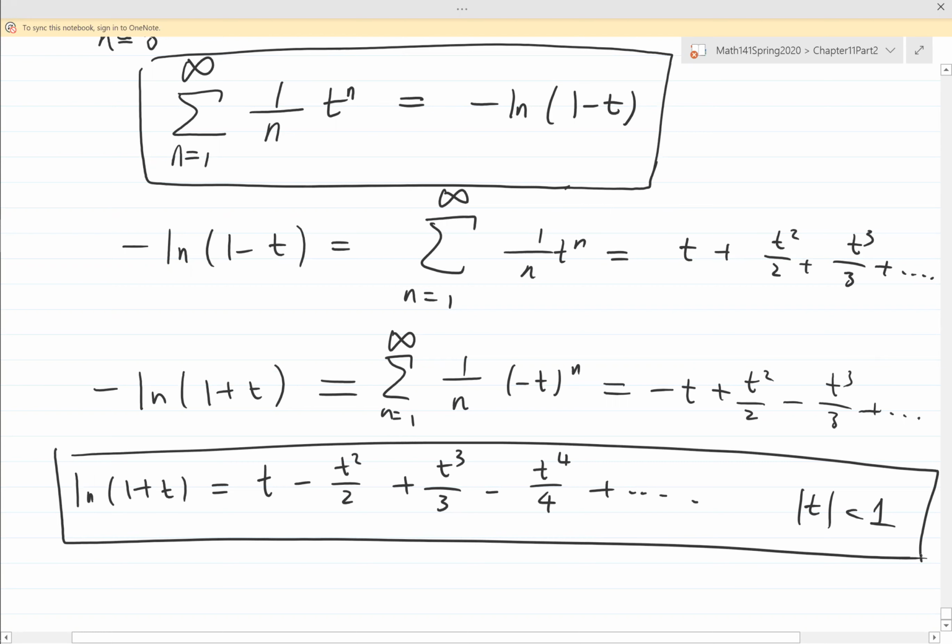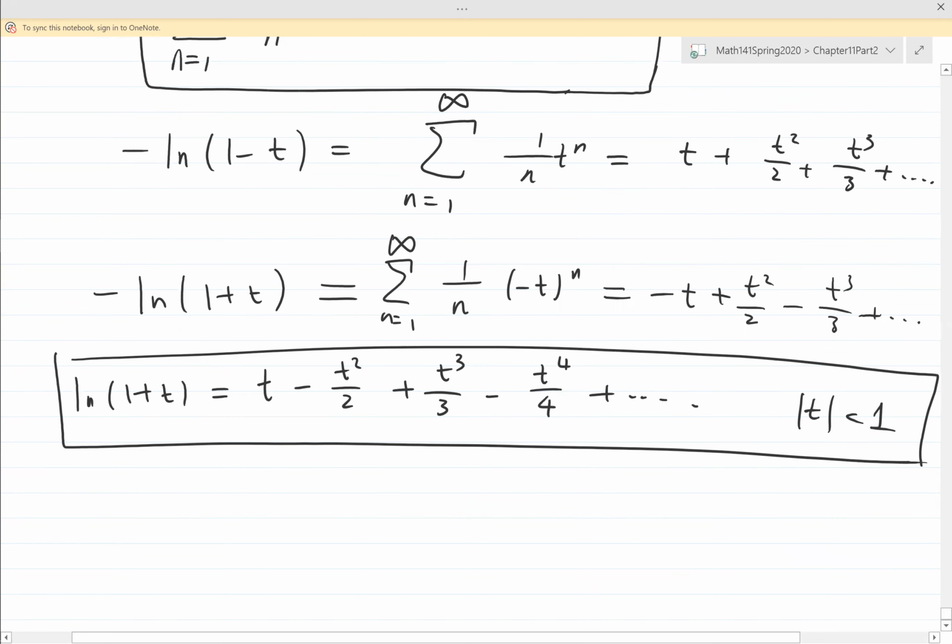So you see, we have a lot of flexibility when we deal with power series. We can easily find their derivative and antiderivative. Okay, now let's do this example.